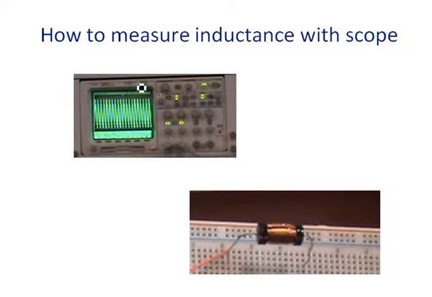I will introduce a technique to measure inductance with an oscilloscope. We know an oscilloscope can be used to measure AC voltages and phase angles. Let's think about constructing a simple RL circuit. We can use the voltage relationship in the circuit to calculate the inductance.